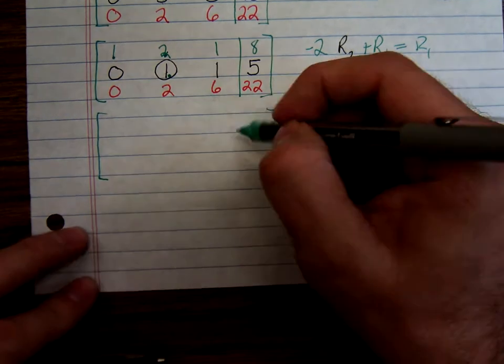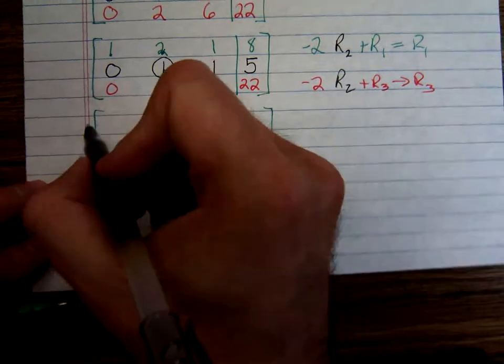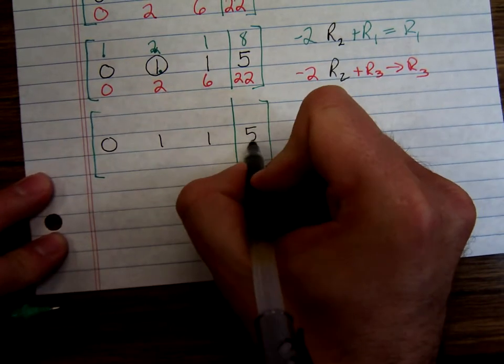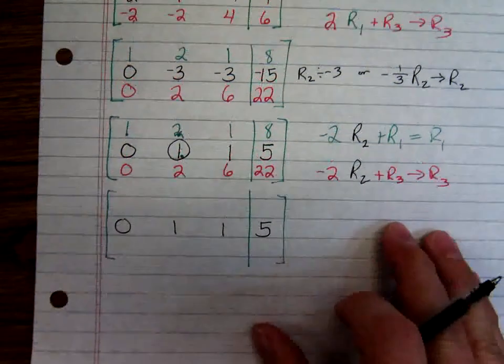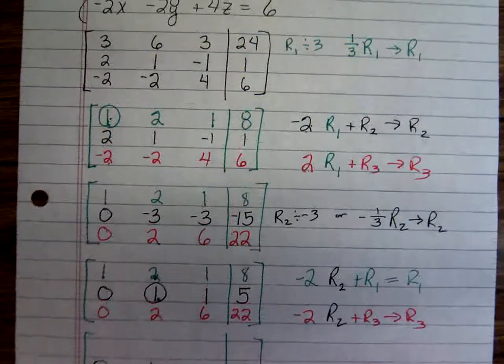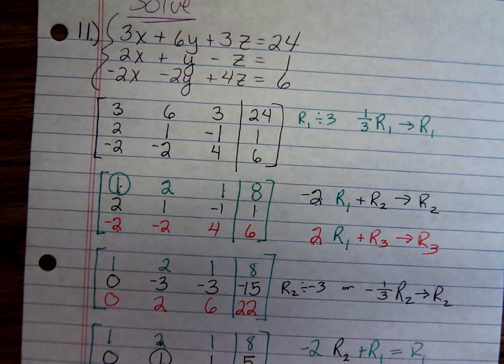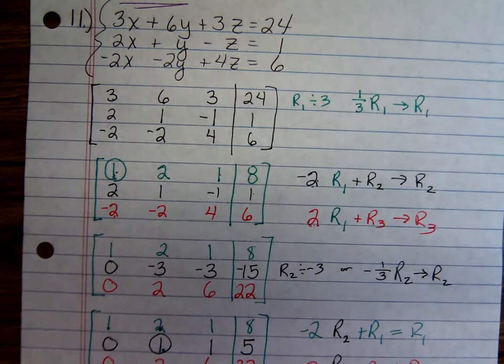Okay, so row 2 isn't changing. We're solving a system of equations with Gauss-Jordan elimination. This is problem 11, or your number 11 in the homework. Now yours will have different numbers.